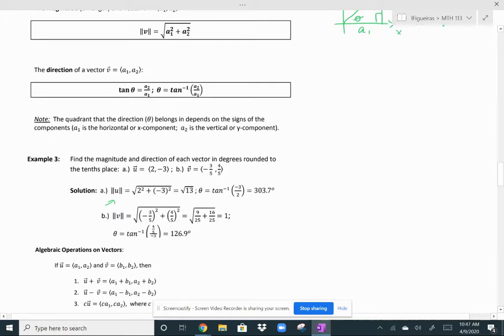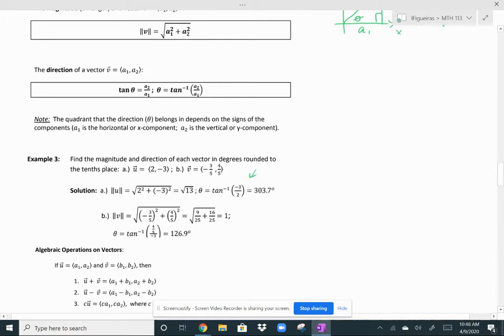When you square those and add the numbers, you get square root of 13. Square root of 13 is an exact answer. If you were asked to round it, you'd have to put it into a calculator and round appropriately. So now let's find direction. We're going to use this, that theta is equal to tan inverse of a sub 2 over a sub 1. In other words, the y component over the x component. So I have tan inverse of -3 over 2.